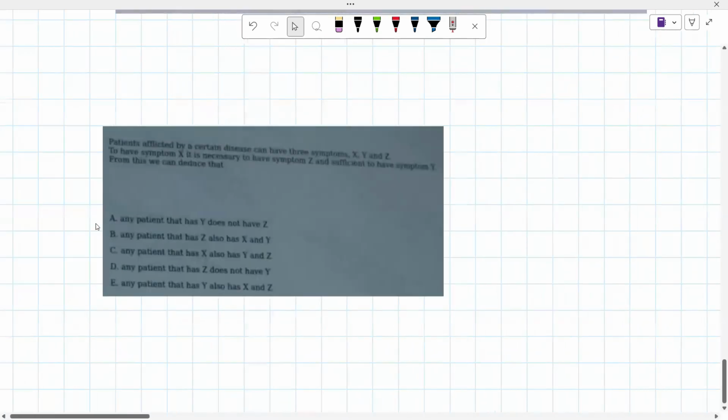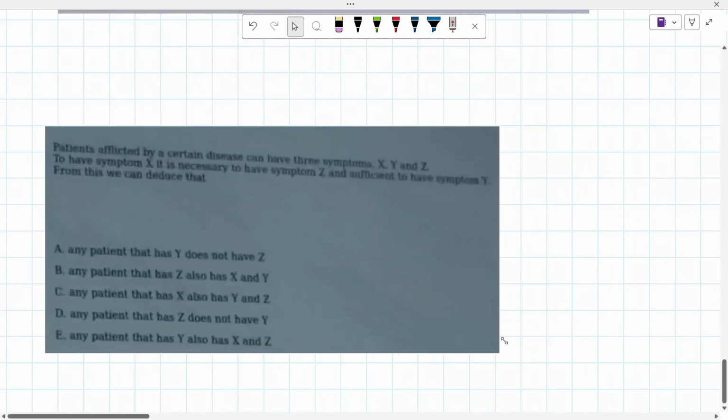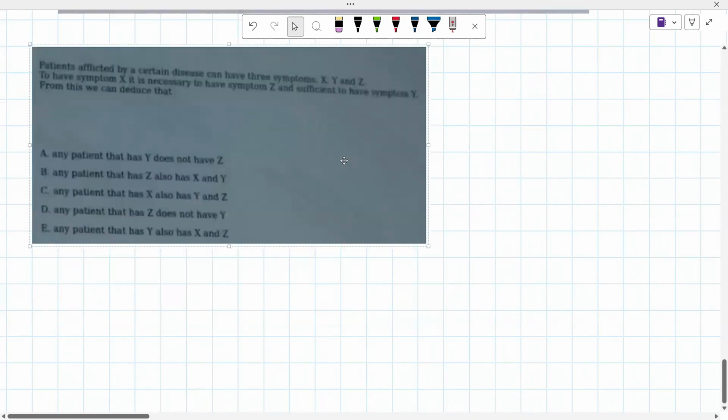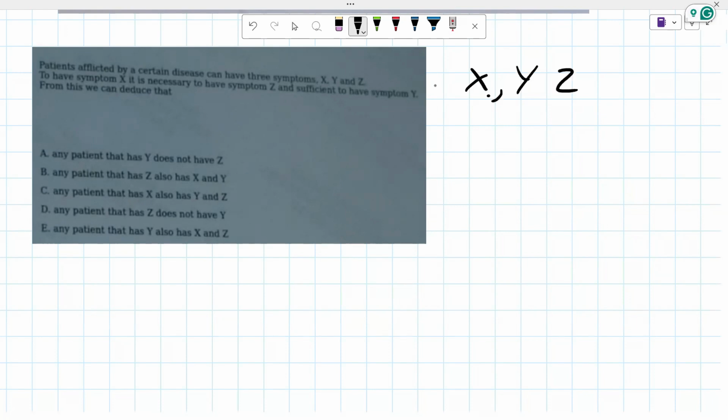Okay, this exercise was on necessary and sufficient conditions. Here what you need to do is go from necessary and sufficient to conditionals, the normal conditionals. Let us try to solve it together. It says patients afflicted by a certain disease can have 3 symptoms. It's either X, Y, or Z. To have symptom X is necessary to have symptom Z, and sufficient to have symptom Y.